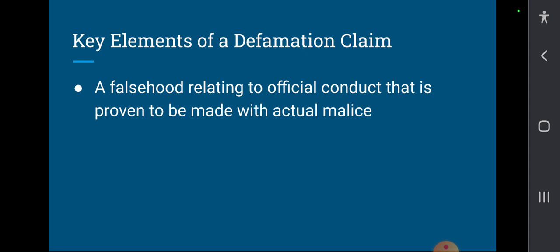What are the key elements of a defamation claim? Since Sullivan was a public official, what did he have to prove in this particular case? The key elements of a defamation claim are a falsehood relating to official conduct that is proven to be made with actual malice. Sullivan had to prove that the New York Times knew of false statements made in the advertisement and intended to defame him with malice.